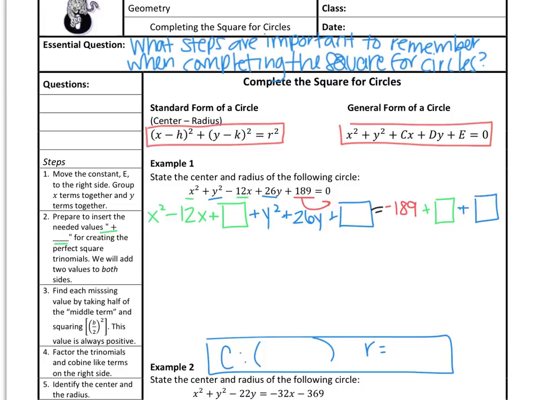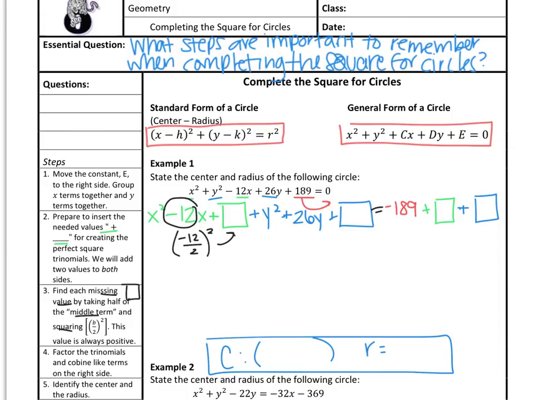Whatever you do to one side, you have to do to the other because you've got to keep it balanced, right? You can't be so nice to one side, give it extra numbers, and then not be nice to the other side. That would be the rudest. So to find each missing value, meaning those boxes, take half of that middle term and square it. The value will always be positive. So what I'm doing is taking this value, negative 12, cutting it in half, and then squaring it to put it in the box.